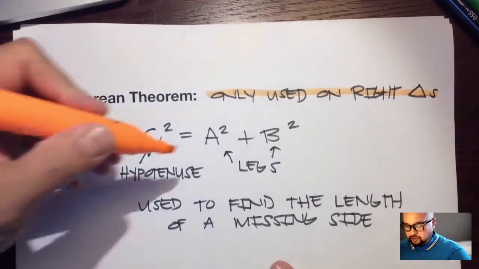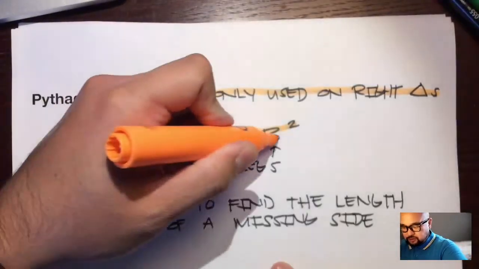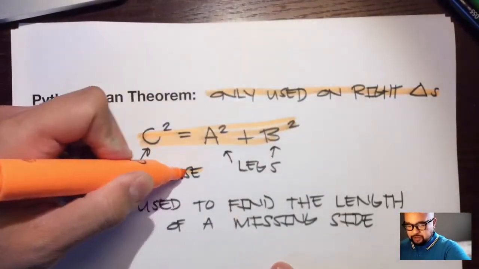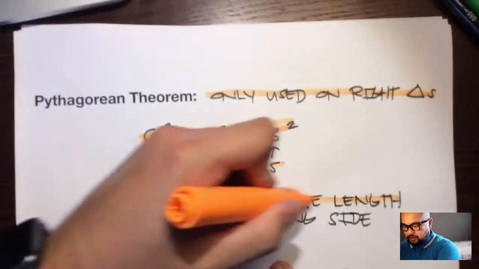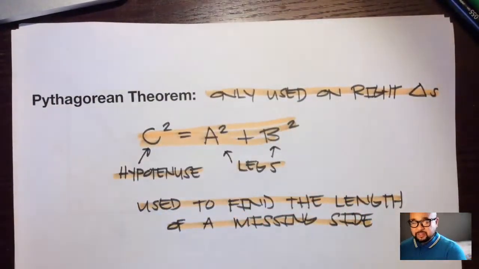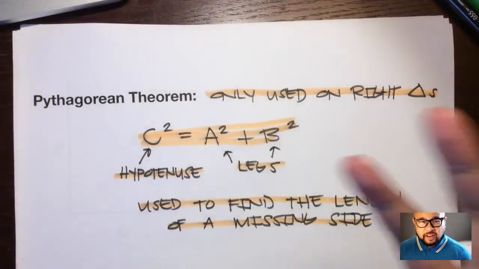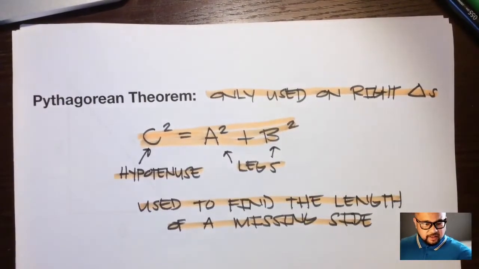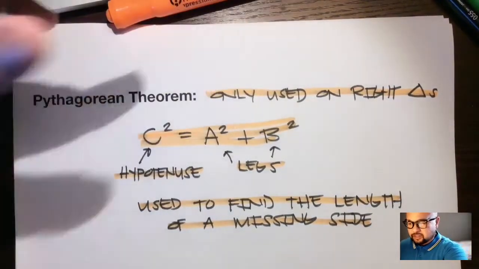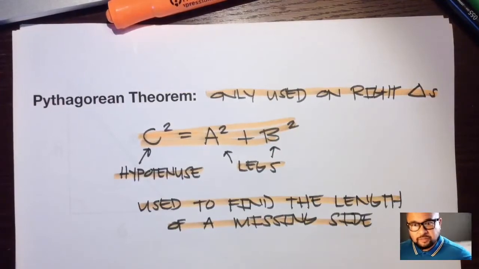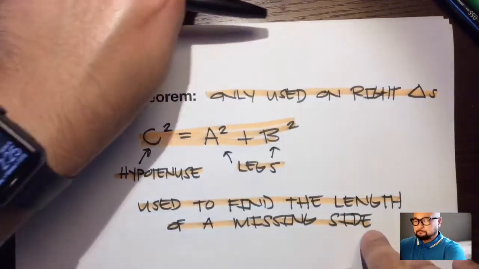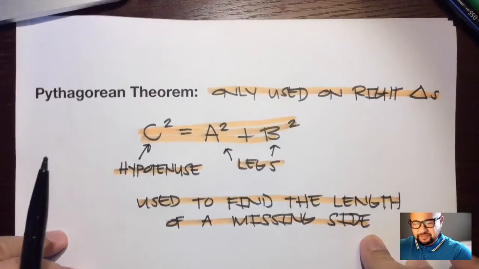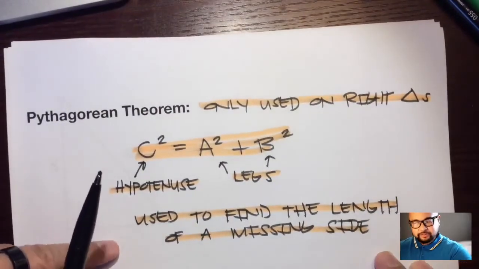Okay, right triangles, c squared is equal to a squared plus b squared, hypotenuse, legs, and used to find the missing side. So highlight all that. All this is super important. Okay, and we're going to be using this a lot in geometry and in life. So let's use it.